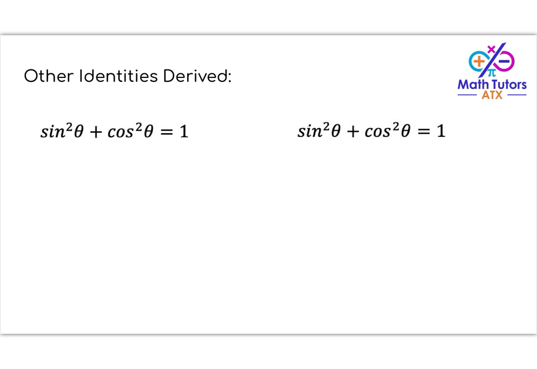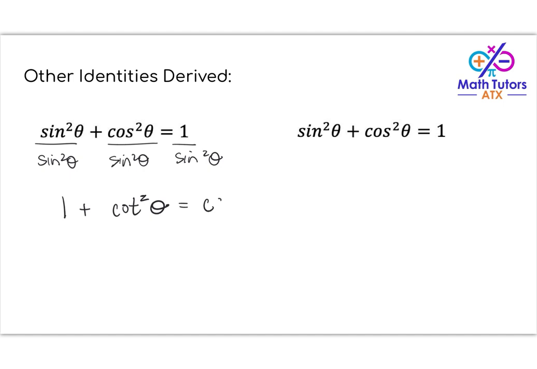All right, so since we know that sine squared plus cosine squared equals 1, we can also derive some of the other identities. If I divide everything by sine squared, I'm going to simplify this now using some of my reciprocals. Well, sine over sine is 1. Cosine over sine is cotangent. So notice this is cotangent squared because it's cosine squared over sine squared. And then right here, the reciprocal of sine is cosecant. So we have another identity right here.